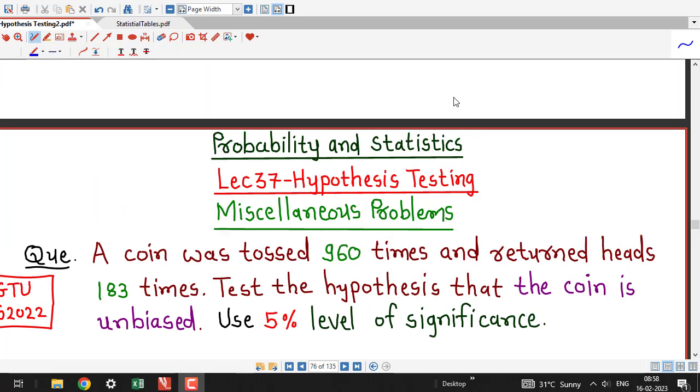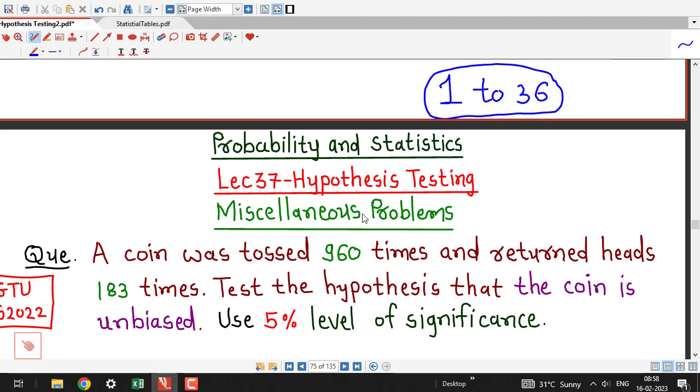In lecture number 1 to 36, we have discussed different types of hypothesis test, and now from this lecture onwards we are going to discuss miscellaneous problems based on lecture number 1 to 36. We have discussed several hypothesis tests and the examples related to that particular hypothesis test. But in examination, you will not be given which test you should apply. So you have to decide which test is applicable.